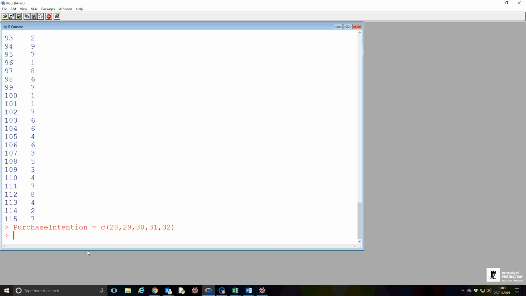We've created an object called purchase intention, and what we've done there is we've said purchase intention is a combination of the columns in the data frame numbered 28, 29, 30, 31, 32. And we can now use this object to start doing our factor analysis. Great. So to do the factor analysis, we can't just do that in R. Well, that's not true, because actually you can do a baby version of factor analysis in R, but it's probably not as good as what we want to do.